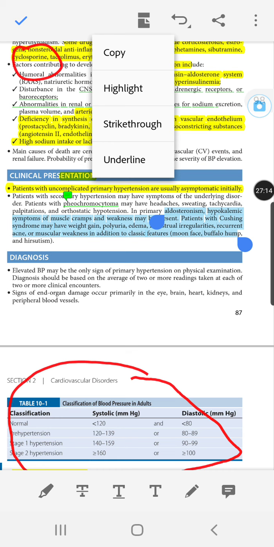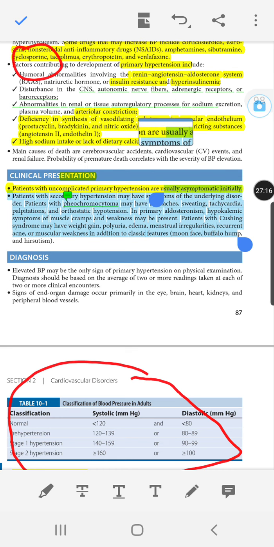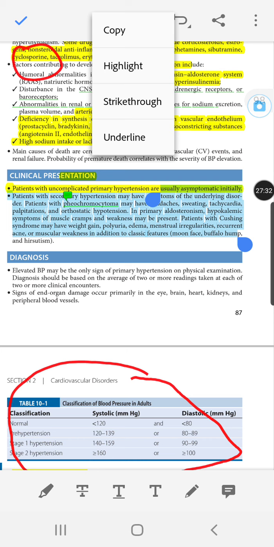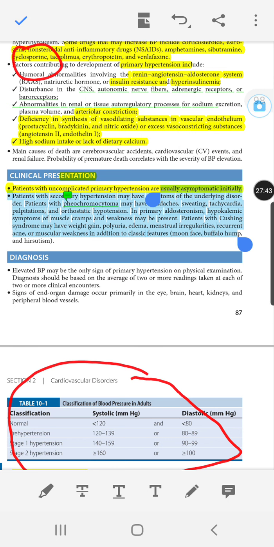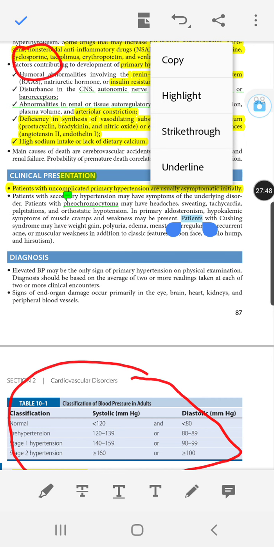So in primary hypertension, sometimes the patient is asymptomatic, but in secondary hypertension it depends on the cause of the hypertension. If it is pheochromocytoma, then headache and sweating. If there is Cushing syndrome, then there is weight gain, edema, menstrual irregularities, hirsutism. And if there is aldosteronism, then there are hypokalemia-associated muscle cramps and weakness.